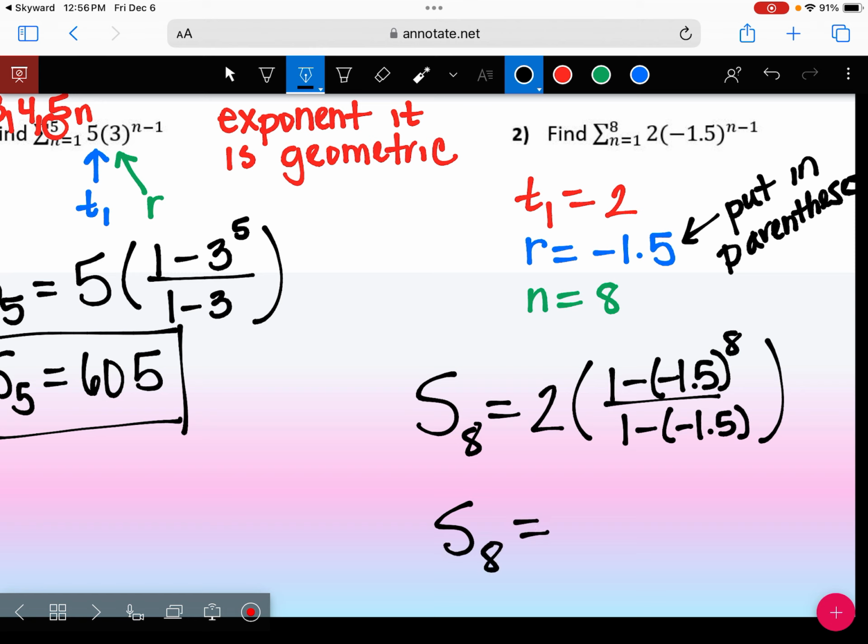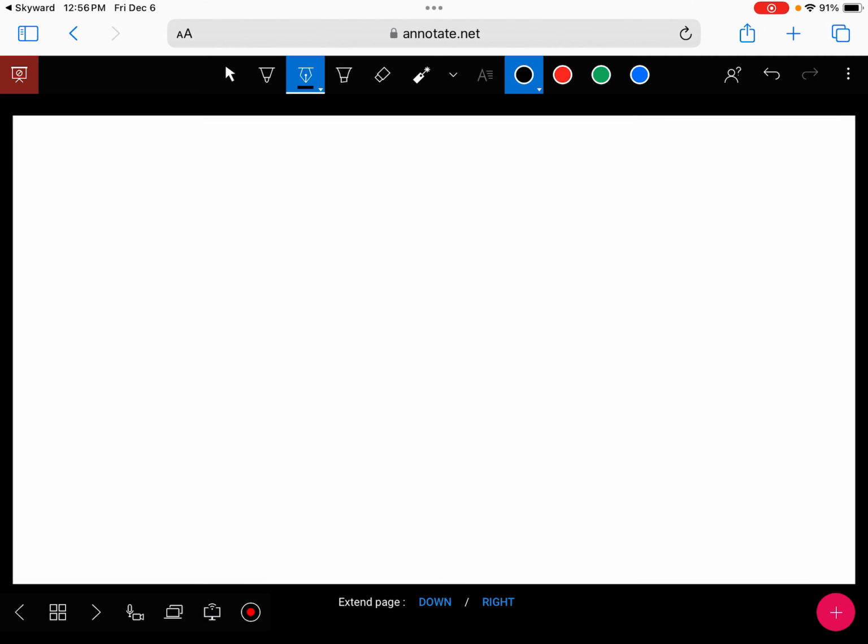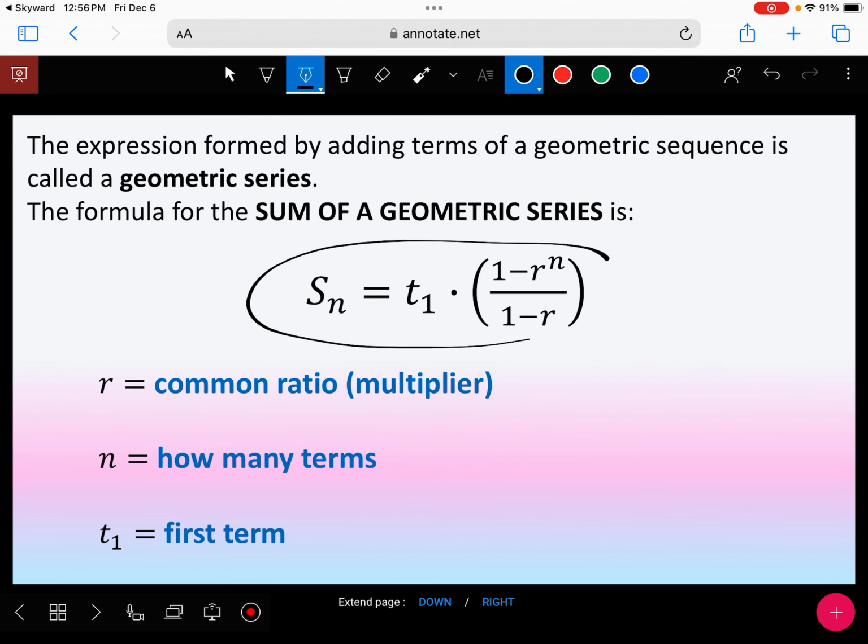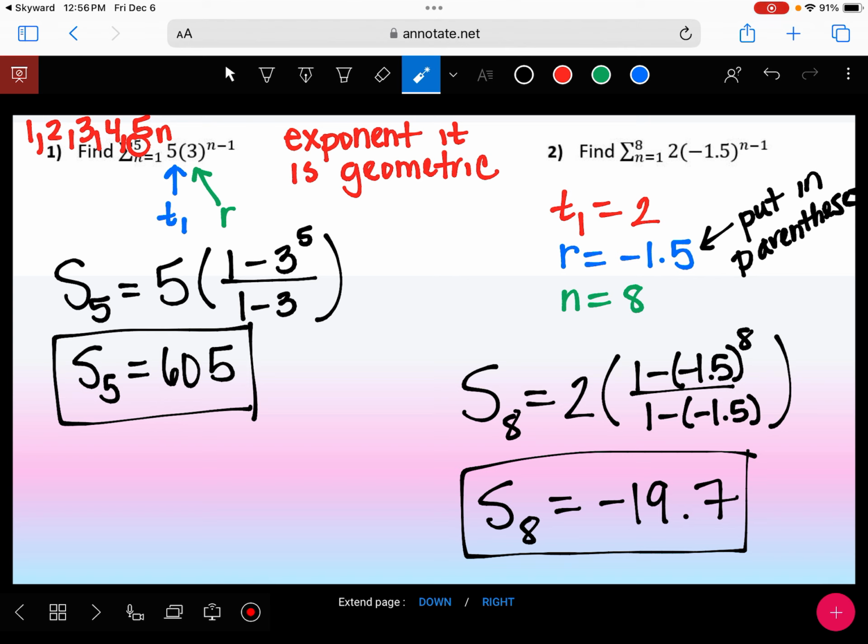Yes. No, not for the sum formula. So we're using the formula, let me go back 1 second. This formula that I had you all write down yesterday. And this formula, notice it doesn't say n minus 1. It just says n. So you should get approximately negative 19.7. Go ahead, take your time practicing, typing it in. Make sure you're getting the actual number.